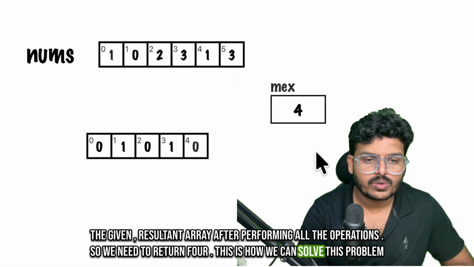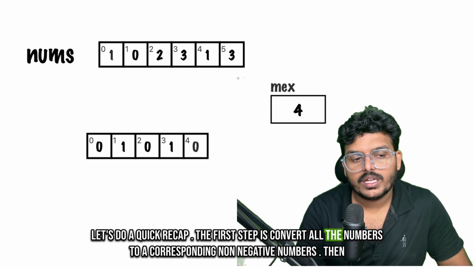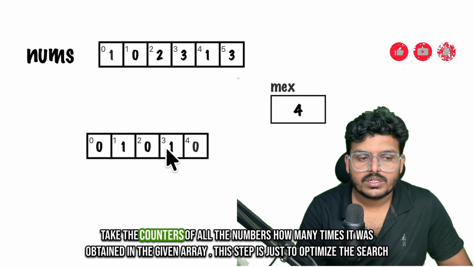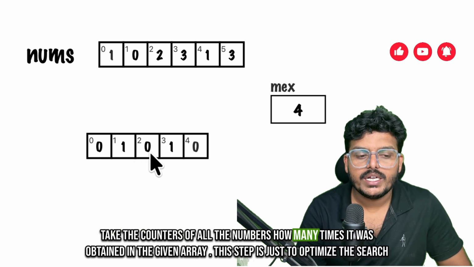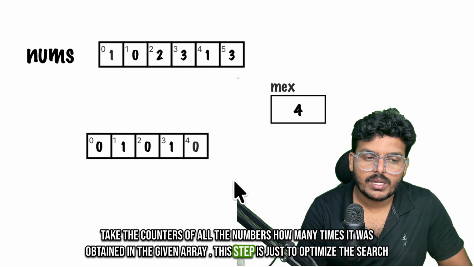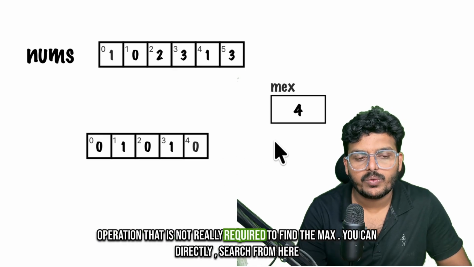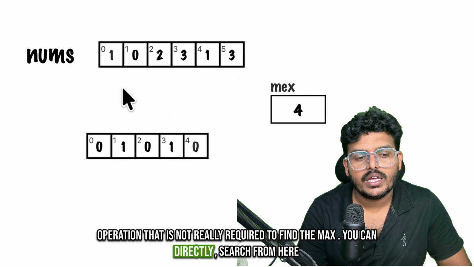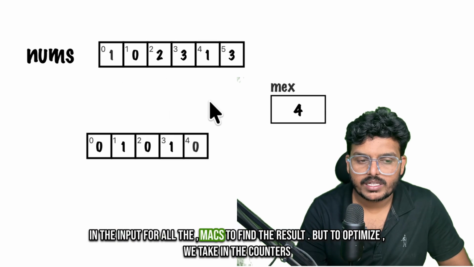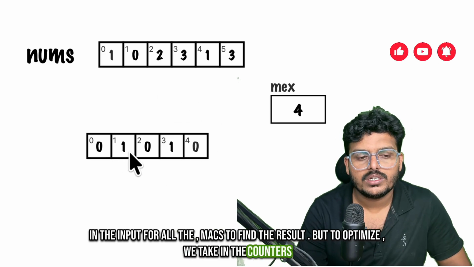This is how we can solve this problem. Let's do a quick recap. The first step is to convert all the numbers to corresponding non-negative numbers. Then take the counters of all the numbers, how many times each was obtained in the given array. This step is just to optimize the search operation; it is not really required to find the MEX. You can directly search in the input for all the MEX values to find the result, but to optimize, we take the counters.